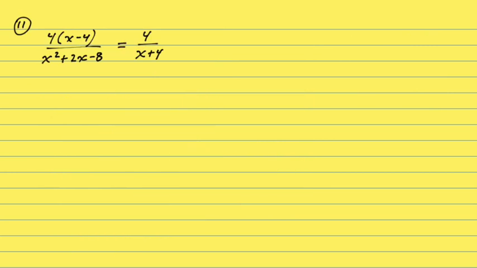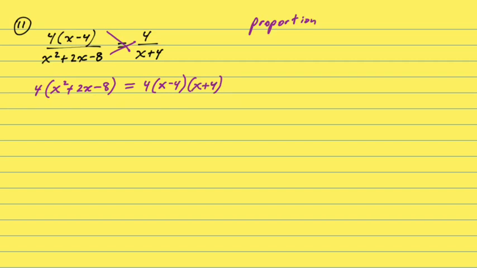Okay, continuing, we're going to look at 11. 11, you have a fraction equaling a fraction. That's called a proportion. When you have proportions, you could simply cross multiply if you wanted. That would be 4 times x squared plus 2x minus 8 equals 4 times x minus 4 times what's on bottom here, x plus 4.